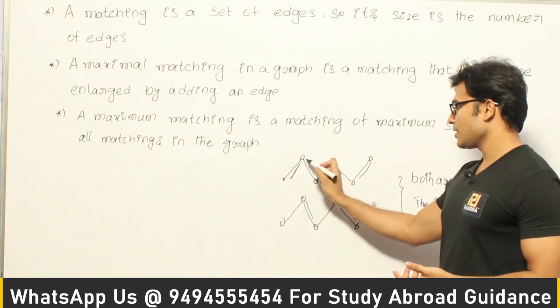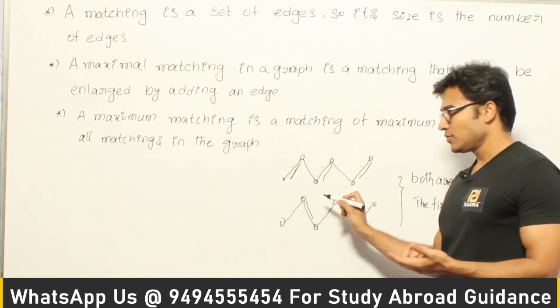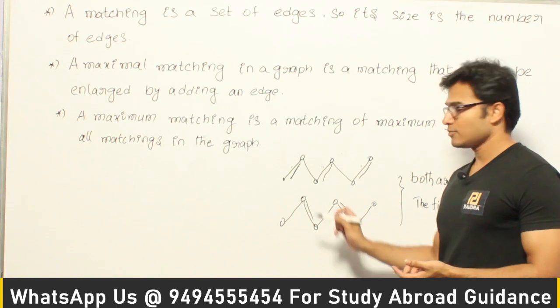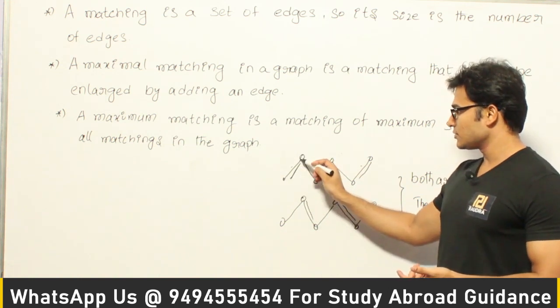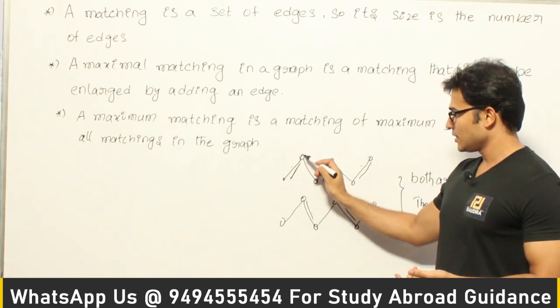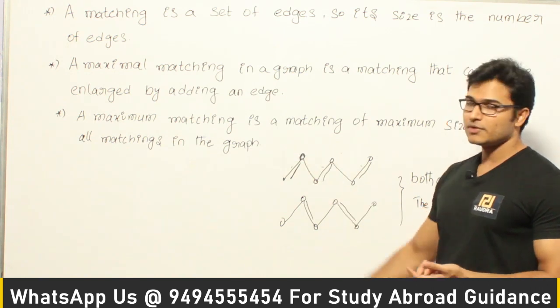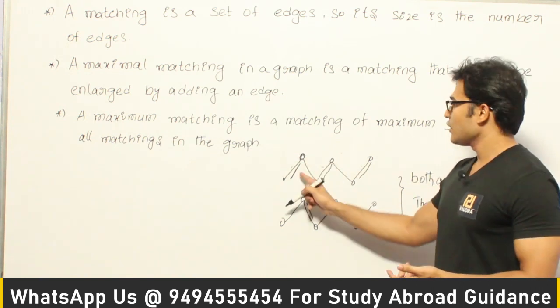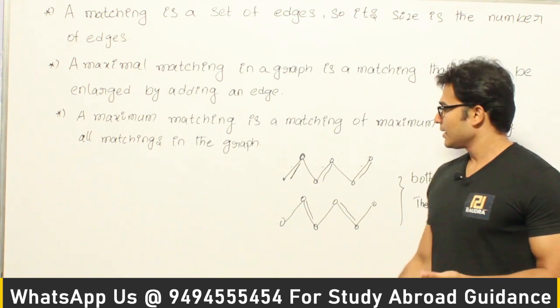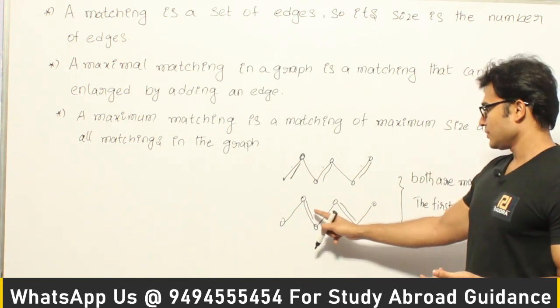Why? If I try to add this edge, then it is not going to be a matching, because there is already an edge with this vertex. Again, if I add this edge, it also brings this vertex into the picture, creating a conflict. Therefore this is a maximal matching, right? And also look at this one.